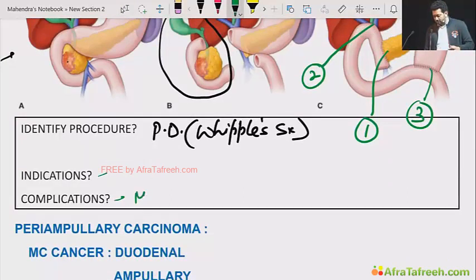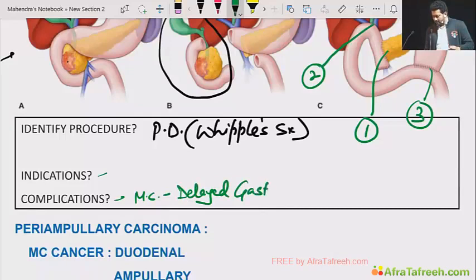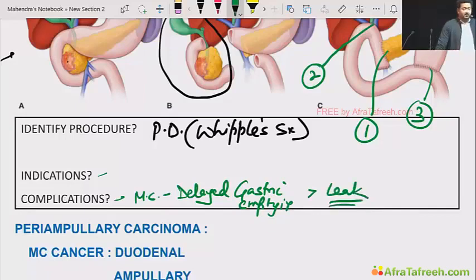Complications: the most common complication after doing a Whipple's is delayed gastric emptying. And then there will be leak. Leak is the most dangerous. And if they ask among the three anastomoses, in which anastomosis the chance of leak is maximum, it is the pancreatico-jejunostomy. The chance of leak is more in the PJ.